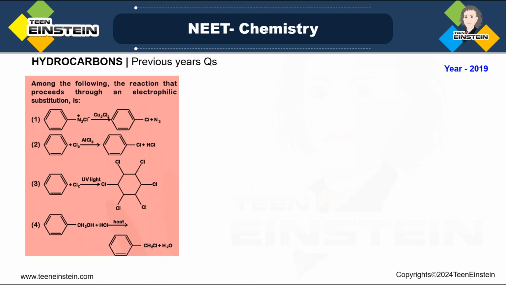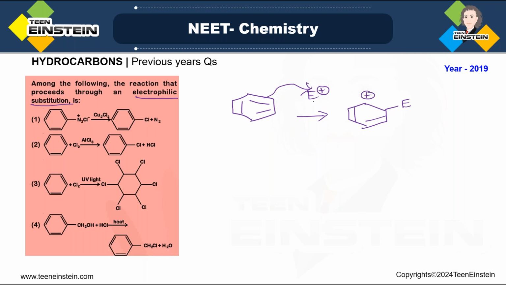Among the following, the reaction that proceeds through an electrophilic substitution. Now, electrophilic substitution and a benzene ring is given. So, general mechanism for electrophilic substitution, what happens? First, there is some E plus. Then these double bonds are attracted to this E plus. One of the double bonds is broken. There is a carbon-E bond and a positive charge here.